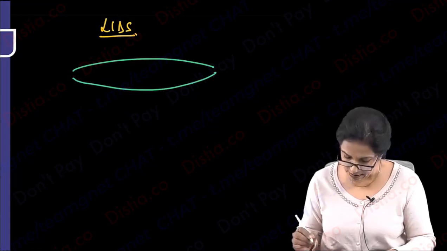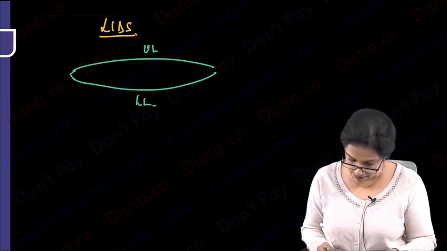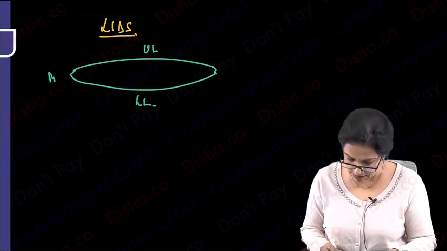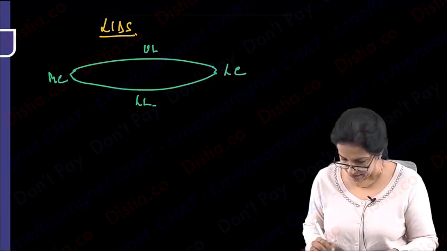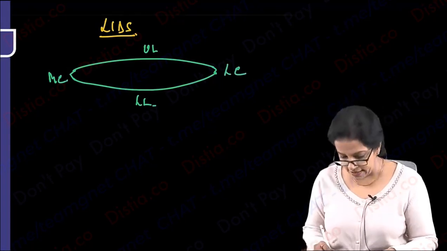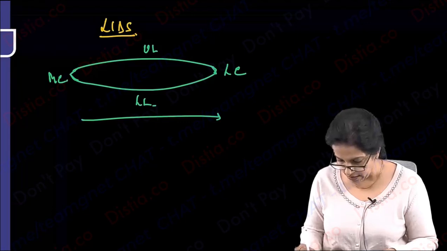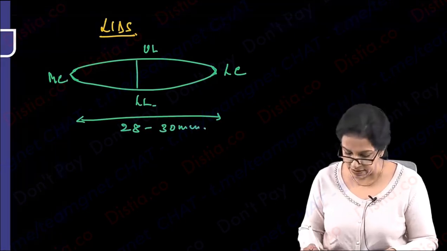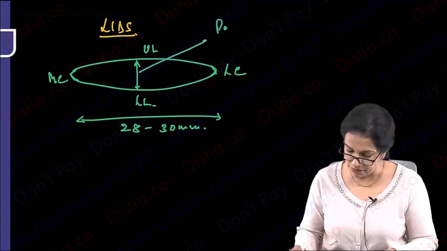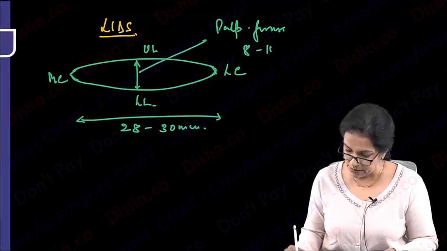So if this is the upper lid and this is the lower lid, this will become one canthus and this is there. Suppose this is the medial canthus and this is your lateral canthus. What we will learn here is the horizontal length of the lid. The horizontal length of the lid is around 28 to 30 millimeters. And vertically, what is this gap called? Palpebral fissure. This palpebral fissure will be around 8 to 10 millimeters.